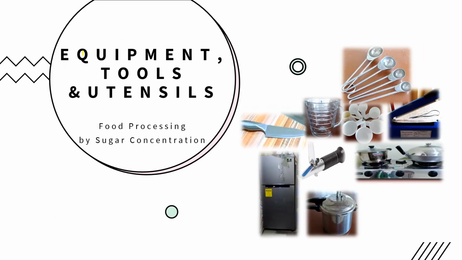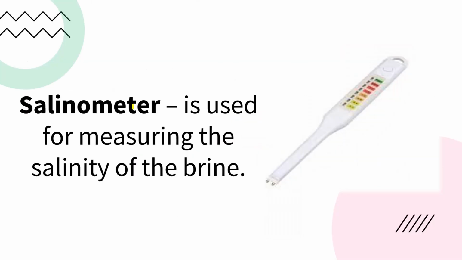Next, we need to know the different equipment, tools and utensils used for food processing by sugar concentration. First, we have the salinometer. It is used for measuring the salinity of the brine. When we say salinity, it is the amount of dissolved salts that are present in water. And when we hear the word brine, it is water with salt. So, that is the salinometer.